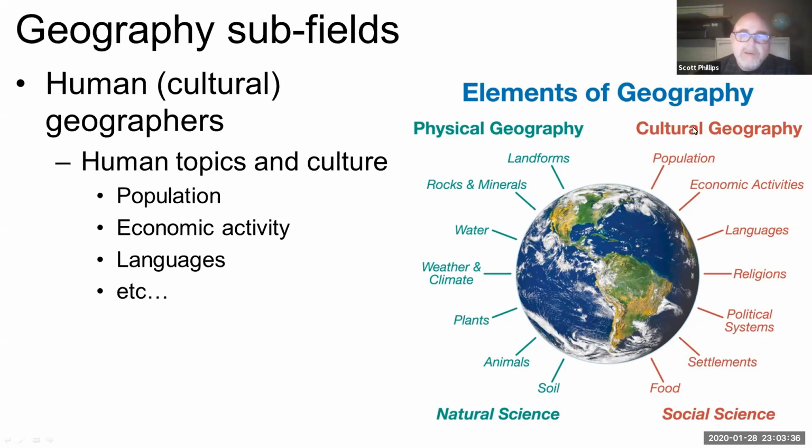So that's a second one, is human or cultural geographers. And they focus on topics related to more of human issues, more related to the social sciences, things like population, demographics, economics, languages, religion, culture, urban areas, that sort of thing.